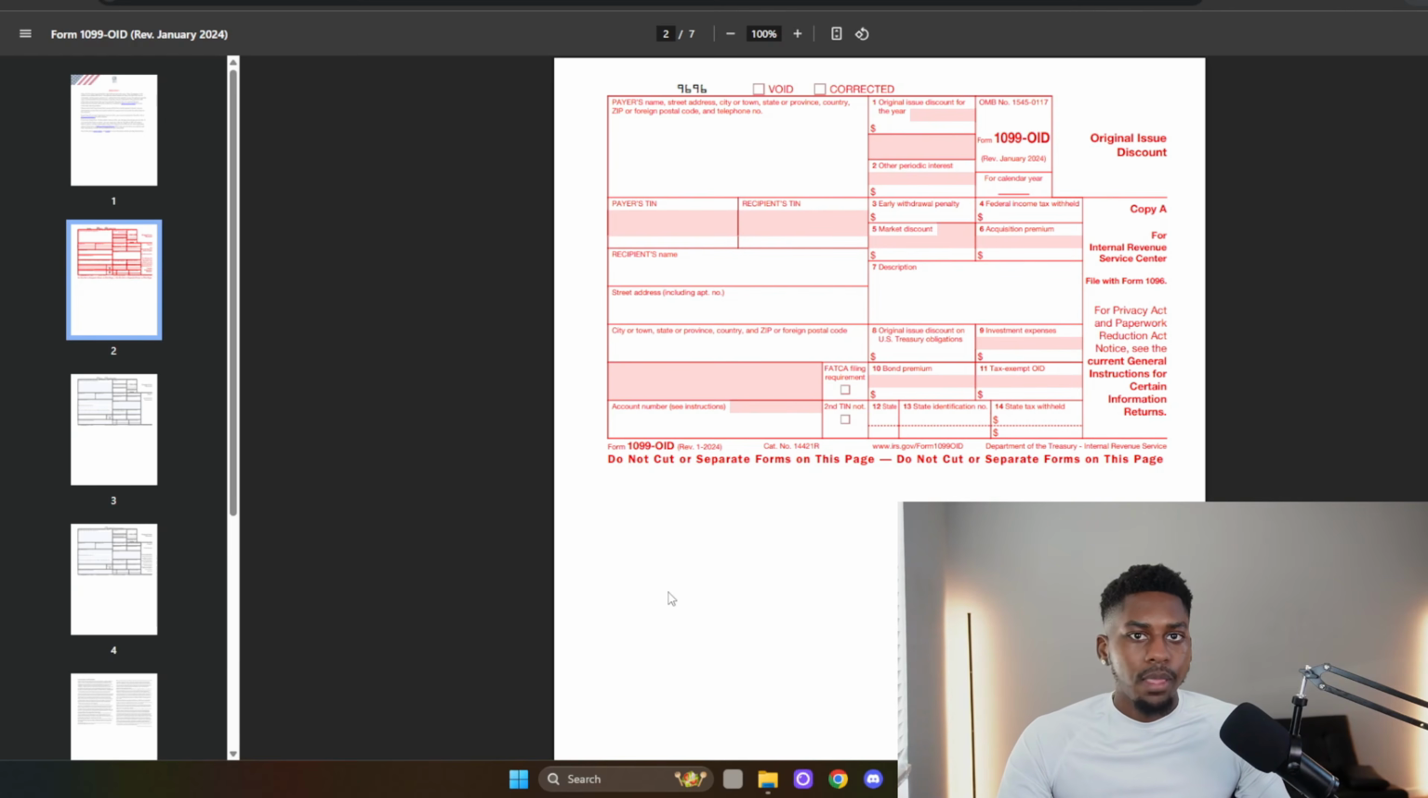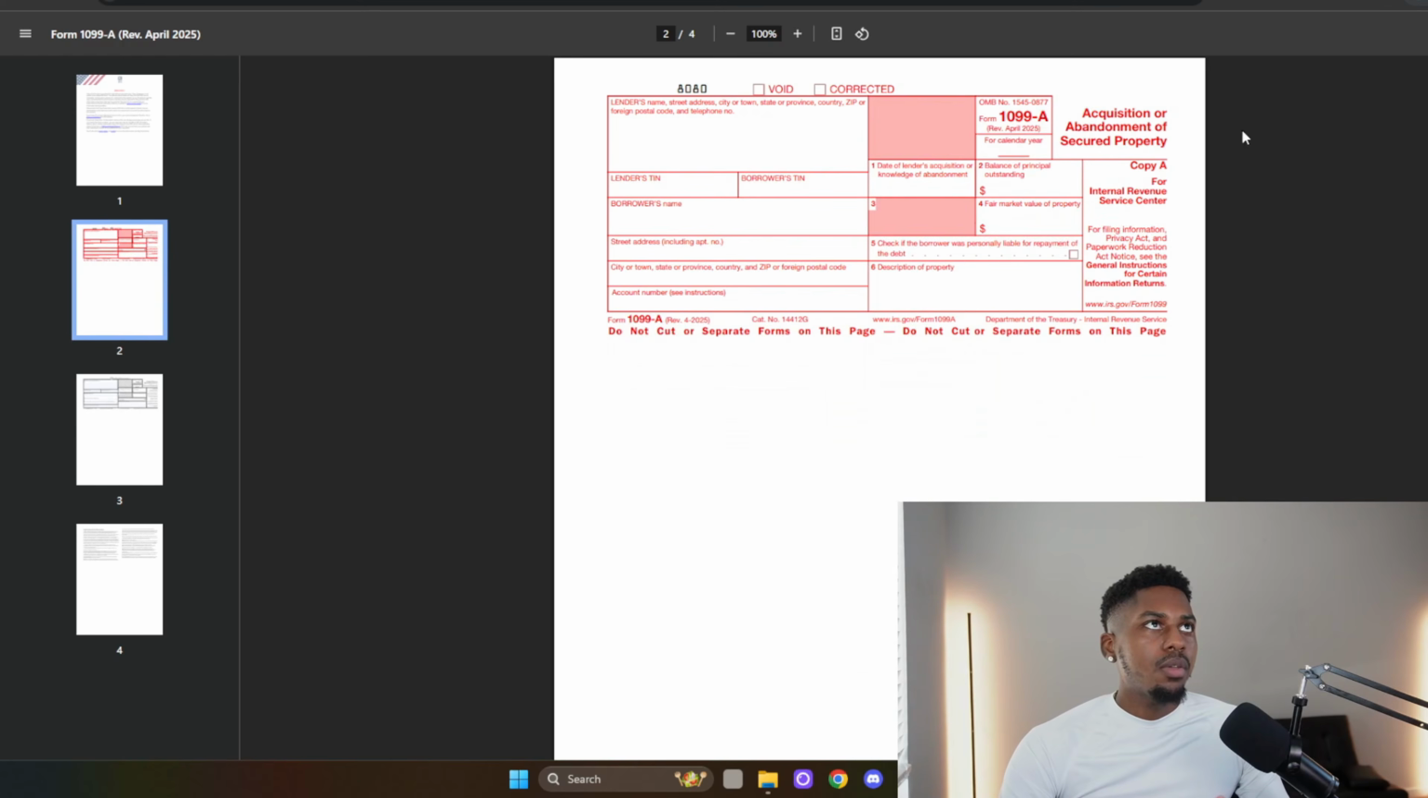But you can also argue on the aspect of a 1099A, where it talks about acquisition or abandonment of secured property. When they sold your mortgage, or when they sold your promissory note, they essentially abandoned it. You can argue that as well, but we're about to dive into more key points of how the lenders use the forms to their advantage.